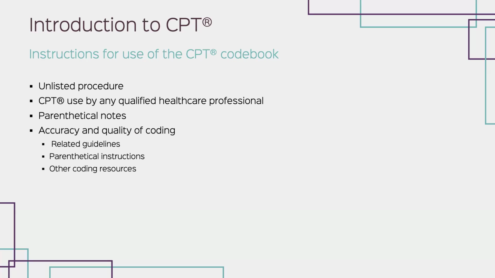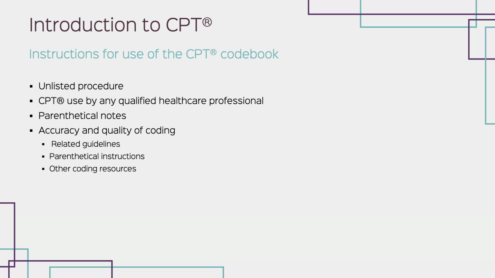Within the very beginning of your CPT manual, you do have instructions for the use of your code book, and there is a sentence in there that talks about not choosing a code that merely approximates the service that's provided. If the service is not identical to the code description, then you should instead use an unlisted procedure code. And those can be used by any qualified healthcare professional. So they can be done by a physician, a nurse practitioner, a physician's assistant, a physical therapist, depending on what type of provider you're seeing.